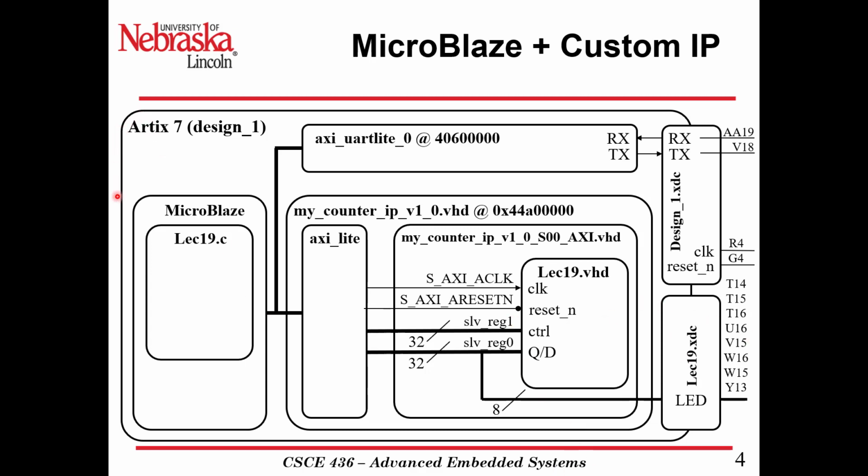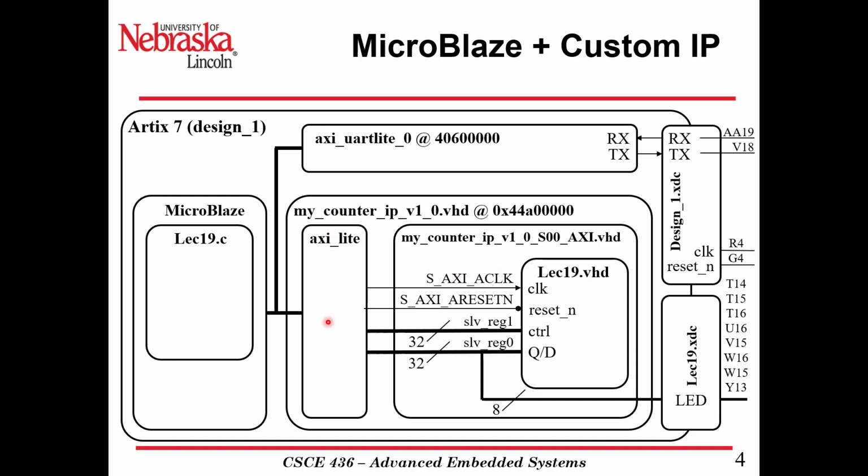On our Arctic 7 design, which we've already learned how to do, we create a block design where we're connecting a MicroBlaze to an AXI bus to the UART light, and then out to the real world through the XDC constraints file. But on that AXI bus as well, similar to a PCI bus, just smaller, we're going to connect our Lecture 19 counter. And we're going to connect that via a couple modules when we create our peripheral core called MyCounterIP, the top level, and then the connection to the AXI bus.